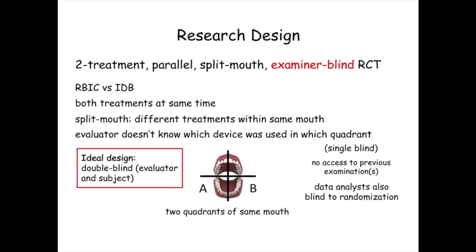An ideal design uses double blinding, or masking, meaning that the subject is also blinded to assignment. Double blinding is not always possible, as in this study, where subjects could clearly tell the difference between the two devices.